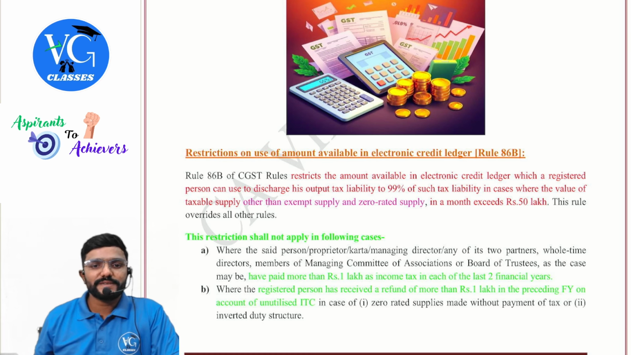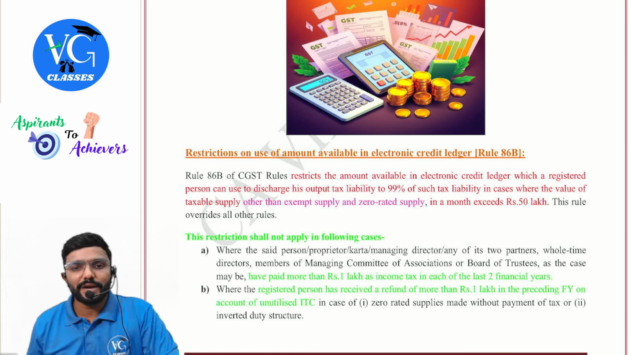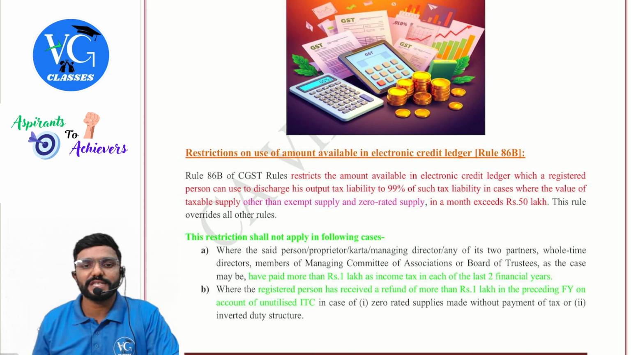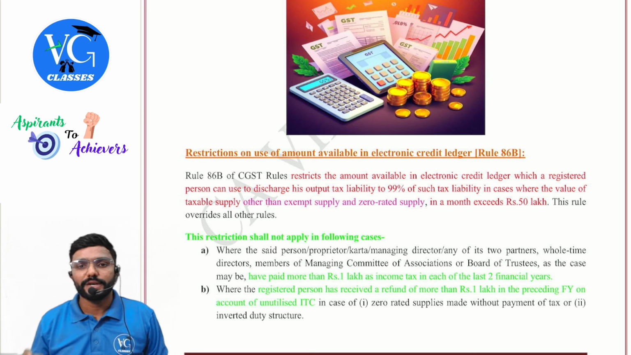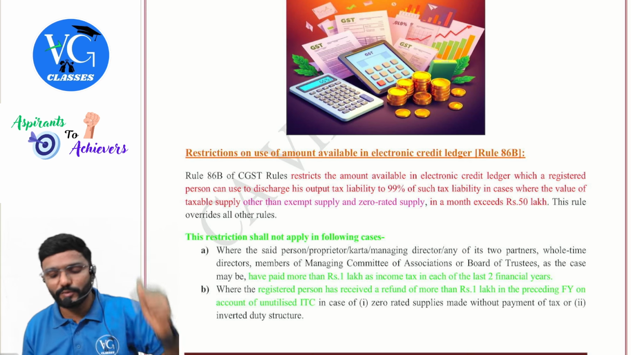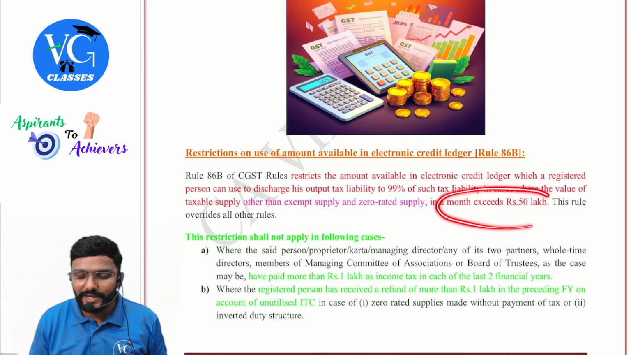Rule 86B of CGST rules restricts the amount available in the electronic credit ledger, which a registered person can use to discharge his output tax liability, to 99% of such liability in case where the value of taxable supply other than exempt supply and zero rated supply in a month exceeds 50 lakh. So your taxable supply in a month, 1 month, is more than 50 lakh.